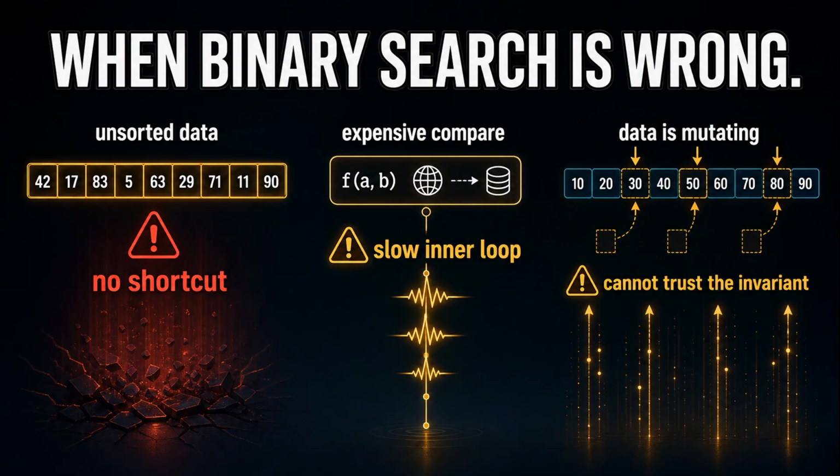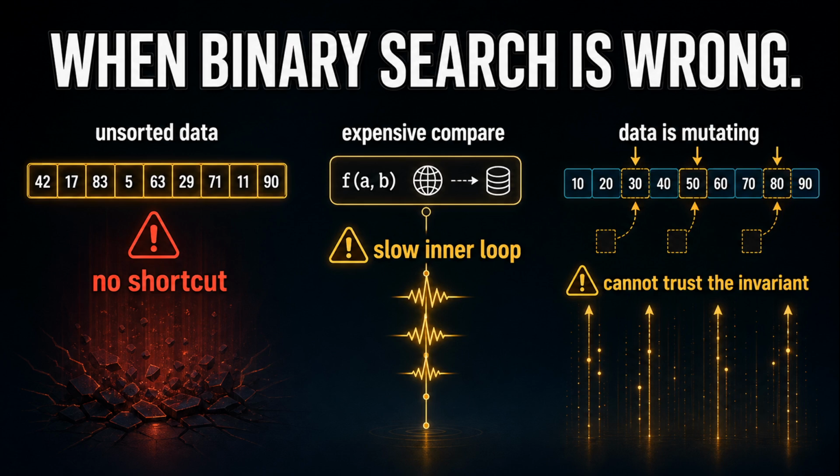So we have covered where binary search wins. When is it the wrong tool? Let's hear it. Honestly, probably more often than people think. First, on unsorted data, full stop. If your array is not sorted, you either sort first, which is O of n log n, or you scan, which is O of n. There is no shortcut. Second, it is also wrong when the comparator is expensive and the array is small.